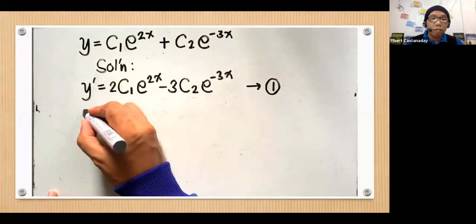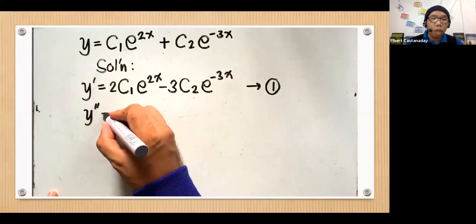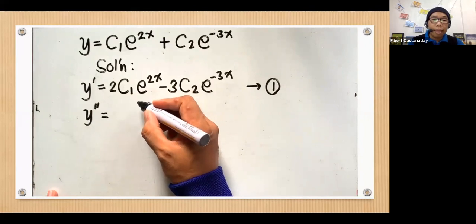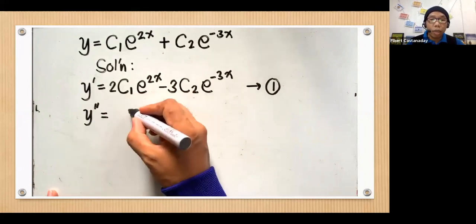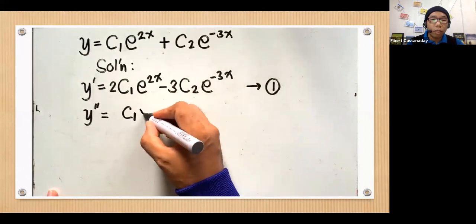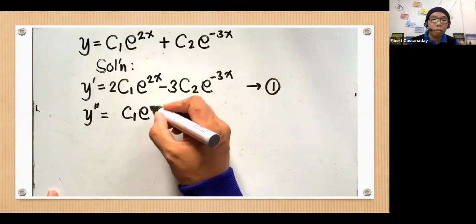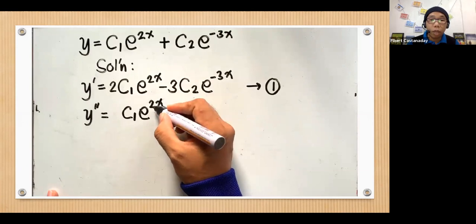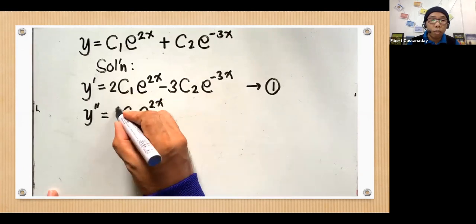Now, finally, we differentiate this. Y prime becomes y double prime. The first term here is 2c sub 1 e raised to 2x. So we copy c sub 1 and then differentiate e raised to 2x. Since my coefficient is already 2, I'll differentiate first e raised to 2x. That is e raised to 2x times the derivative of 2x, which is 2, and 2 times 2 becomes 4.